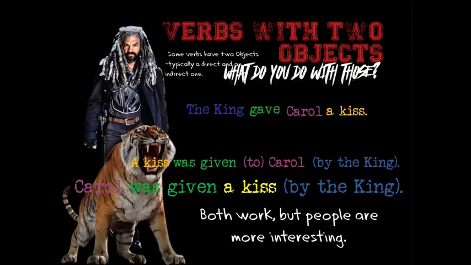A kiss was given to Carol by the king works. Carol was given a kiss by the king works. But a focus on people is what you normally expect and what you would normally do. You would normally focus on people. And that's why the indirect object, which is normally a person or a group of people, tends to be more likely to become a new passive subject.